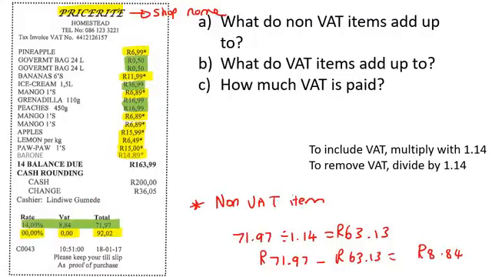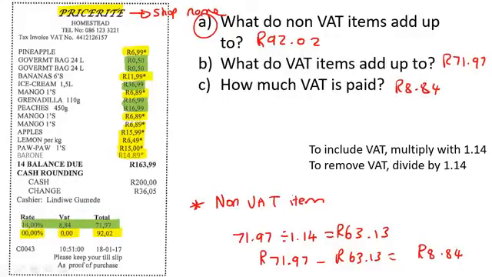Okay, so let's go on to the questions now, because I think you understand how it all works. Question A, what do the non-VAT items add up to? Well, the non-VAT items was the 92 Rand and 2 cents. Then it says, what do the VAT items add up to? Well, that was the 71 Rand and 97. And then how much VAT is paid? 8 Rand and 84. Of course we could have just read it off the table, but I wanted you to see exactly how they get these numbers, because it helps you to understand.